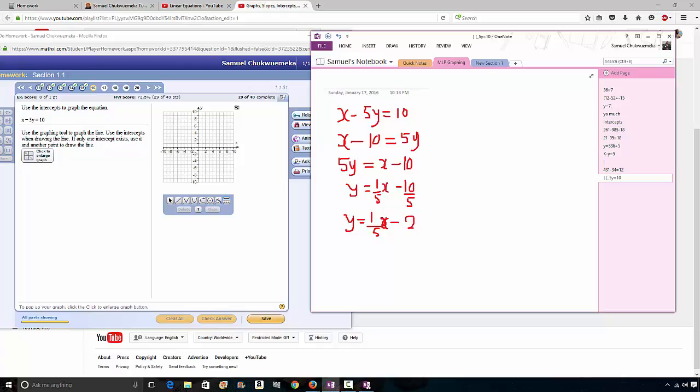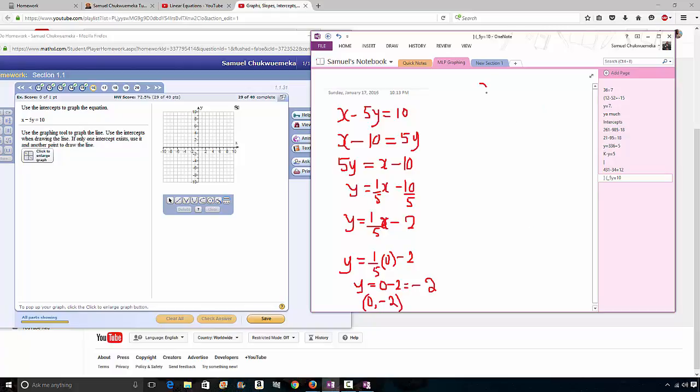Okay. Now when x is 0, y is what? Negative 2, because that will be 1 over 5 times 0 minus 2, which is 0 minus 2, which is minus 2. So this will be, when x is 0, y is negative 2, minus 2.